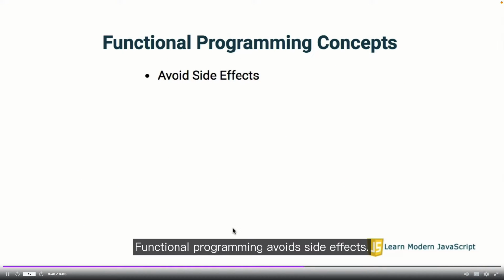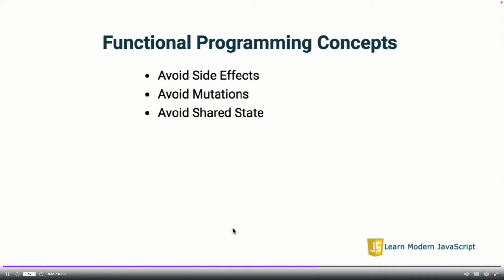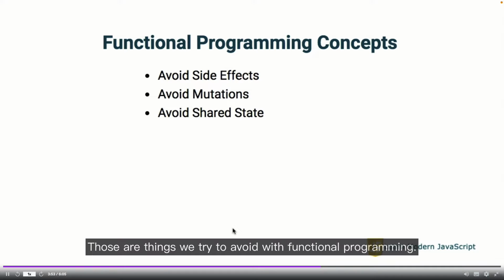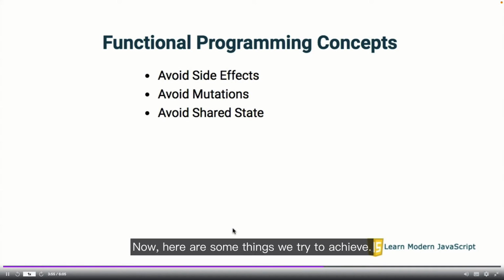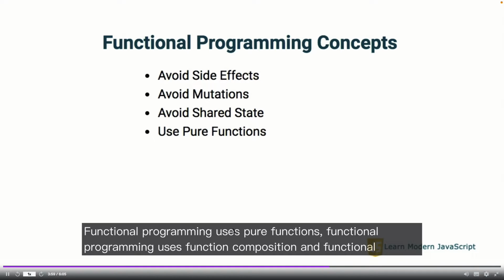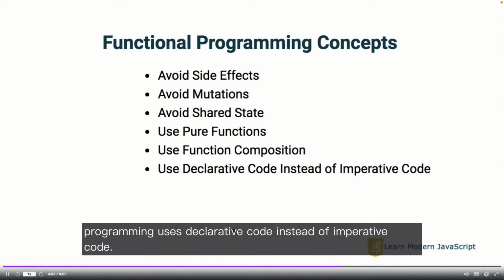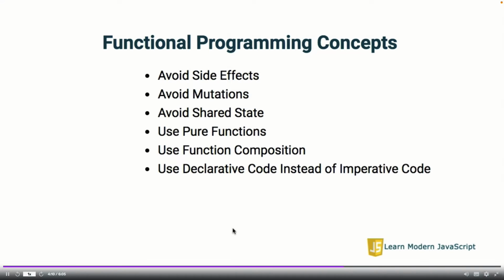Functional programming avoids side effects. Functional programming avoids mutations. Functional programming avoids shared state. Those are things we try to avoid with functional programming. Now, here are some things we try to achieve. Functional programming uses pure functions. Functional programming uses function composition, and functional programming uses declarative code instead of imperative code.